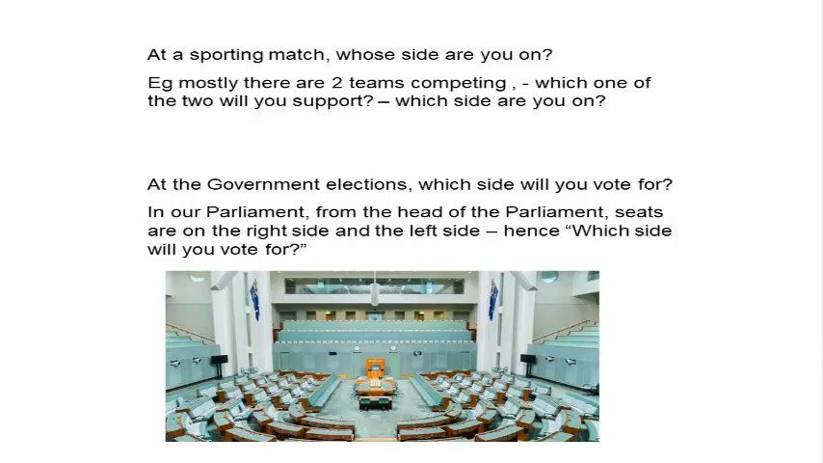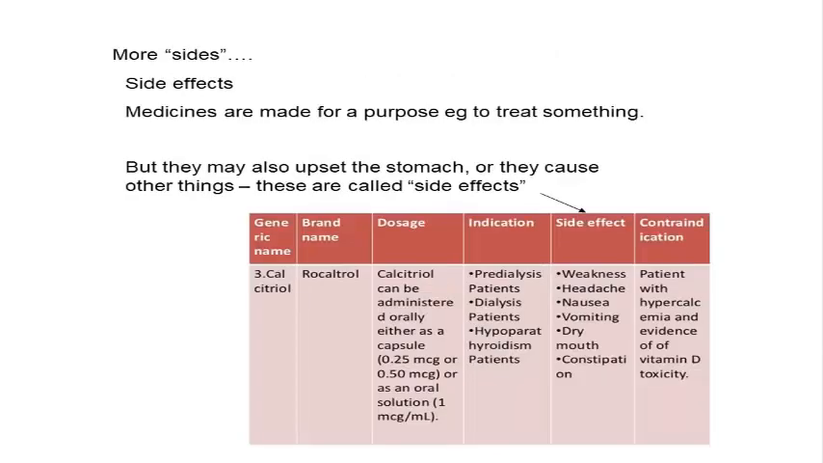And more sides. Side effects. Medicines are made for a purpose, for example, to treat something. But they may also upset the stomach, or cause other things. These are called side effects. These side effects here are weakness, headache, nausea, vomiting, dry mouth, constipation.